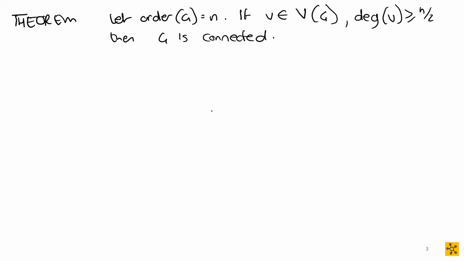Okay, so we're required to prove that if the degree of v is greater than or equal to n over 2, then G is connected. To prove this indirectly, we have to assume not B and show a contradiction. So we have to assume that G is disconnected, and then show that if G is disconnected, we can't get the degree of v to be greater than or equal to n over 2. There's going to be some situation where there is a contradiction there.